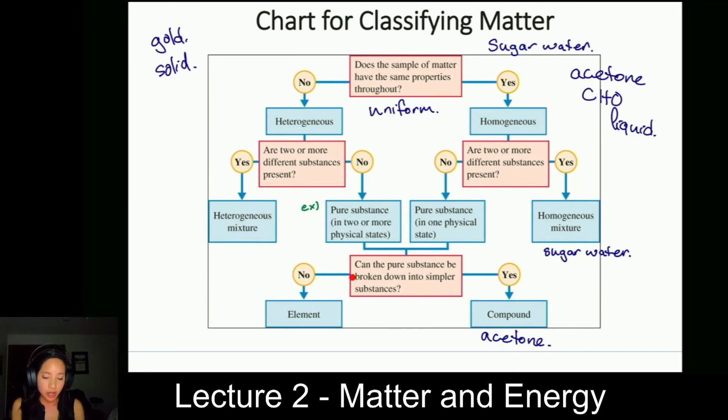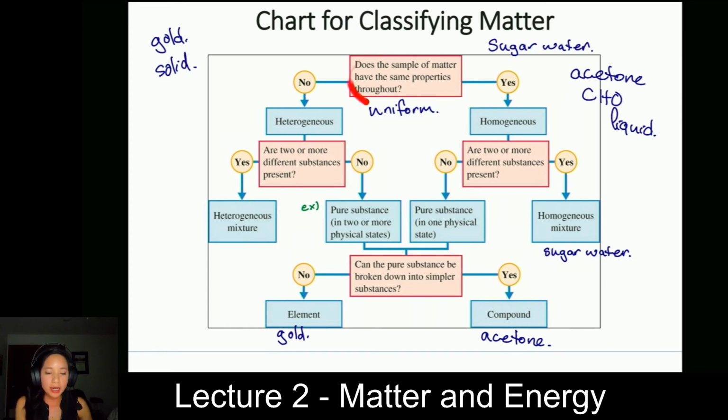And now we can ask ourselves, can this pure substance, gold, be broken down into simpler substances? Gold is an element on the periodic table. So no, it can't be broken down into simpler substances. We'd have to start removing electrons and protons and stuff. So gold, pure gold, would be an element.